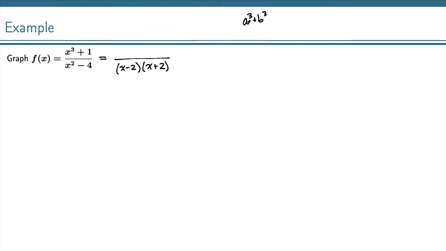The formula for sum of cubes is that a cubed plus b cubed factors as a plus b times a squared minus ab plus b squared. And x cubed plus 1 is the same thing as x cubed plus 1 cubed. So a is x and b is 1, and we just plug it all in there to get our factored form. So x plus 1 times x squared minus x plus 1. And this quadratic in the formula for the sum of cubes we know is always irreducible. It will not factor.